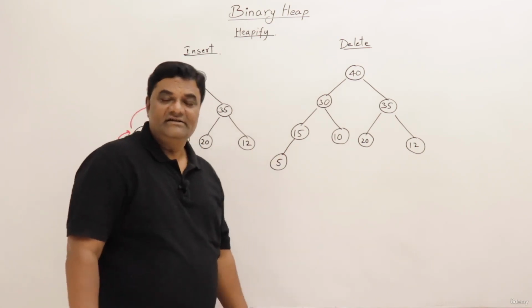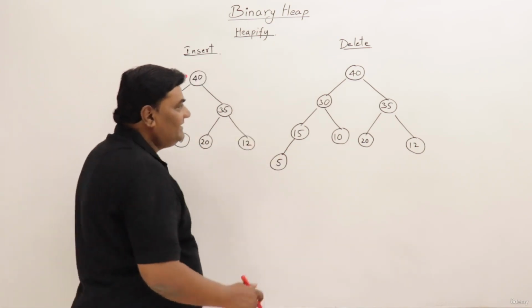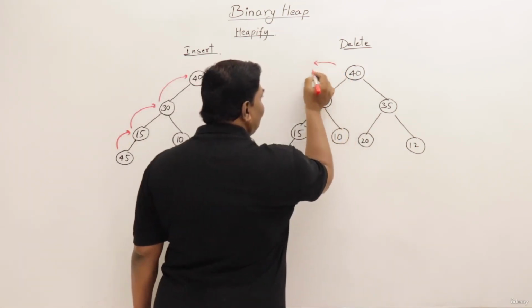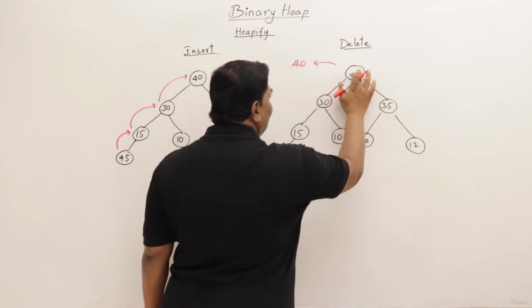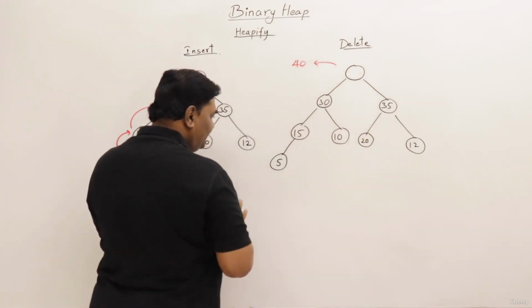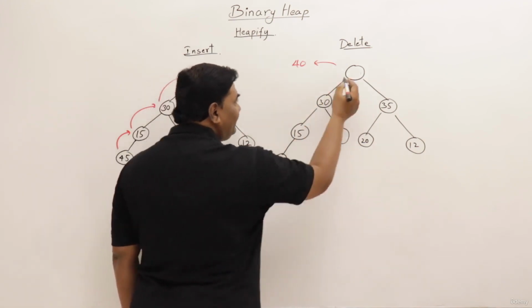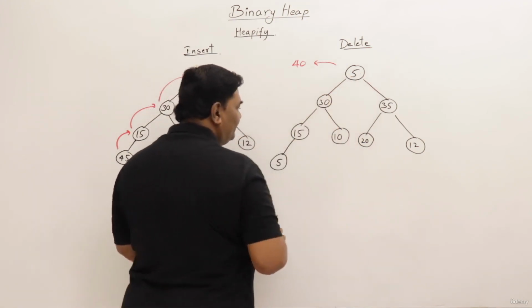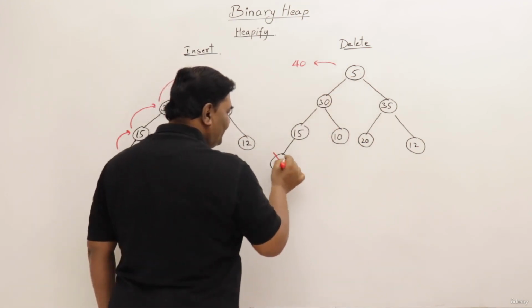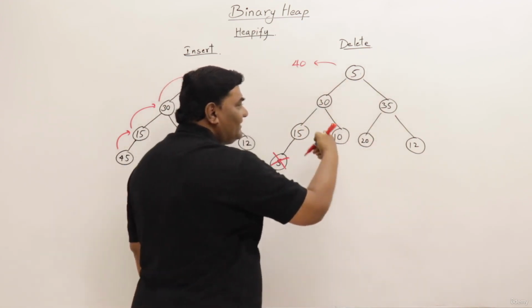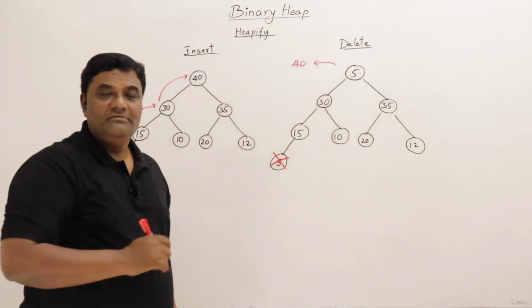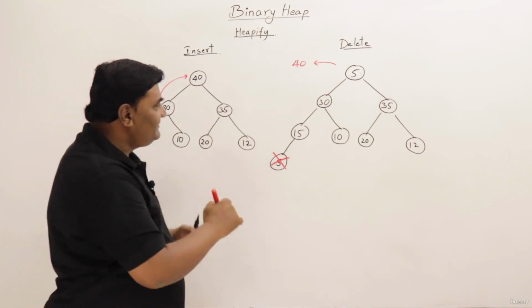Come to this, delete. I want to delete element. So we know very well that only the root element will go out, 40, and who will take the place of this element? The last element in complete binary will take its place. So 5 will come in its place and 5 is removed from here. Now this is a complete binary tree but not a max heap. So we try to adjust.